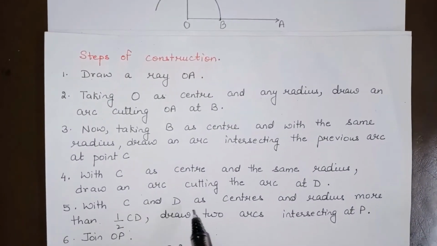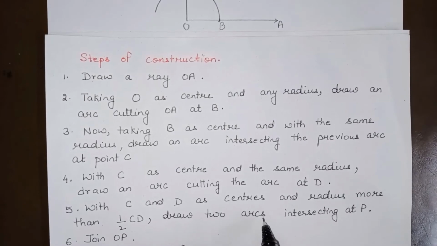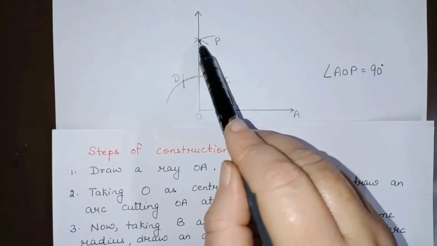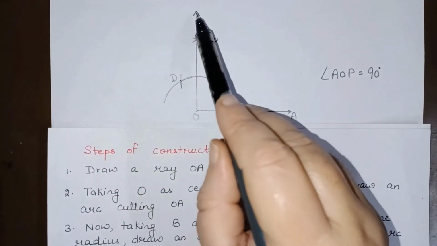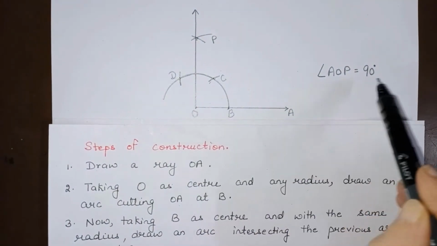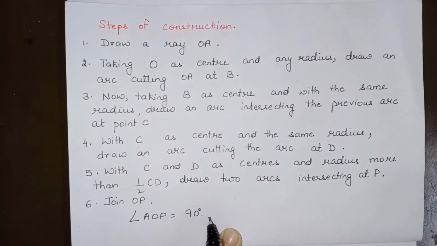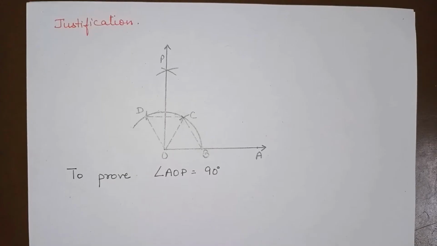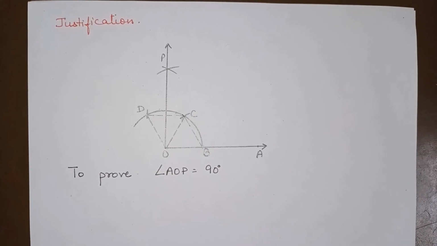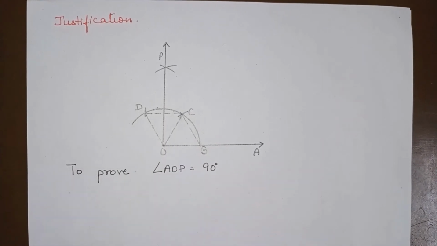Now with C and D as centers and radius more than half of CD, draw two arcs intersecting at P. Now these two arcs are intersecting at P. Now the last step will be join OP and this angle AOP will be 90 degree. Join OP, angle AOP is 90 degree. Now we have to give justification for our construction, right? So that is, we have to prove that the angle that we have drawn, AOP, is 90 degree.